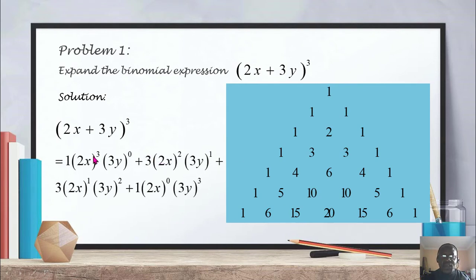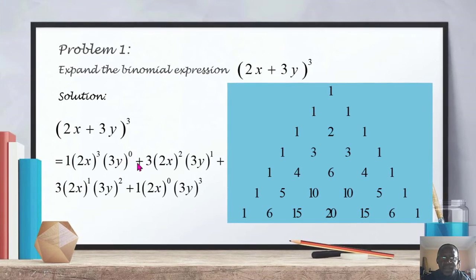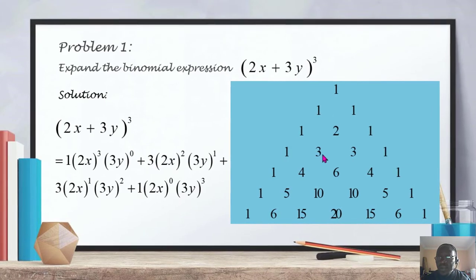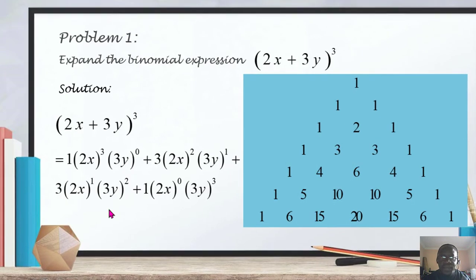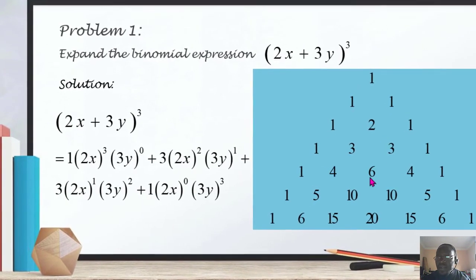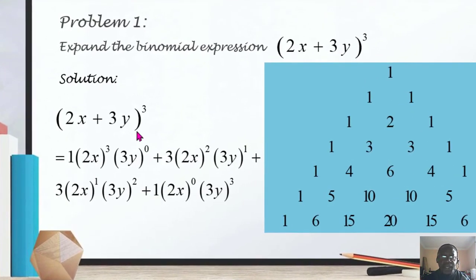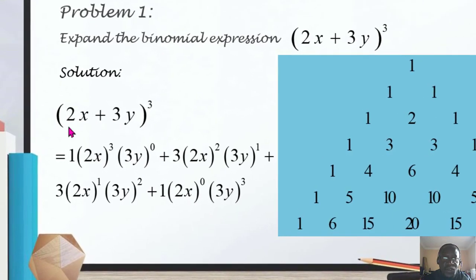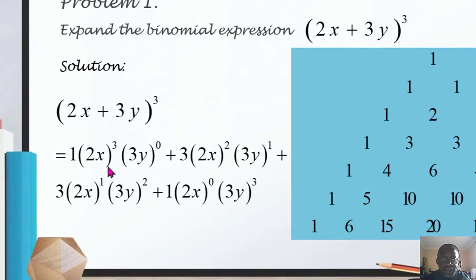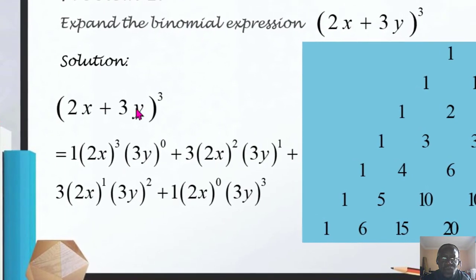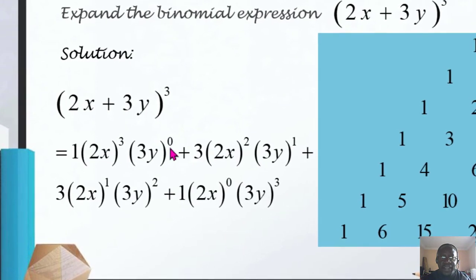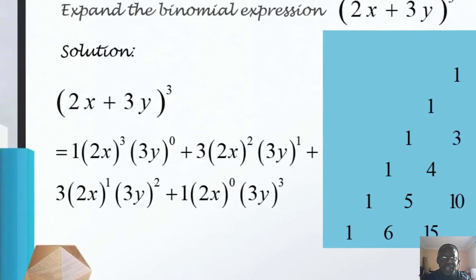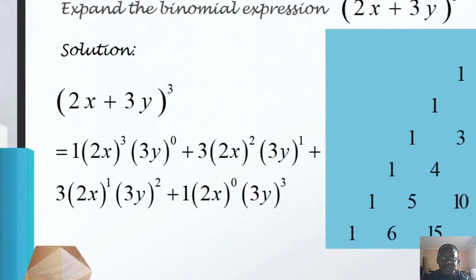Next, we've got the coefficient 1 here, which corresponds to that 1 there. We've got the coefficient 3 there, which corresponds to that 3 there. We've got the coefficient 3 there, which corresponds to that 3 there. And we've got the coefficient 1 there, which corresponds to that 1 there. Next, we're going to raise 2x to power 3, which is that one, and 3y, which is the second term, to power 0.